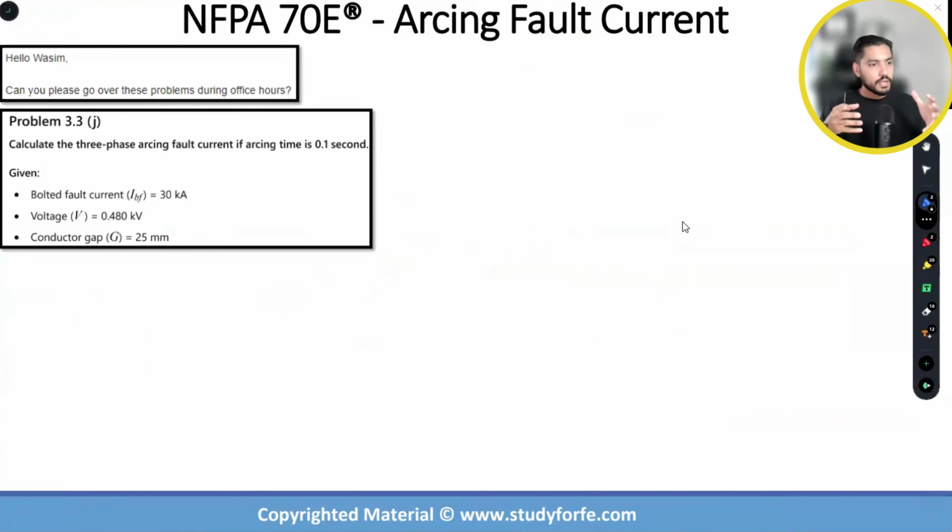This question is actually a three-part question that I received from a student. I typically feel that an open-ended question like this tells me that the student hasn't put in the necessary time and effort. But since we have time during this training session, I am more than happy to go over this in detail. So the question is, "Hello Wasim, can you please go over these problems during office hours?" And this is a three-part problem series, 3.3J, 3.3K, and 3.3L from the study guide, second edition.